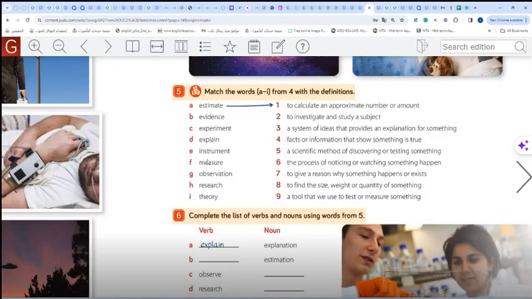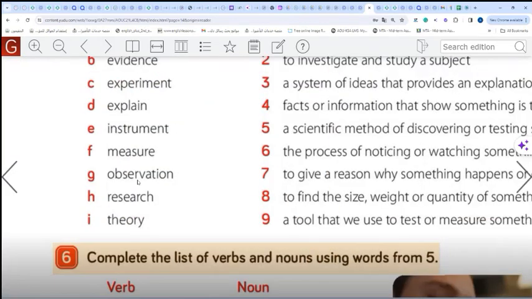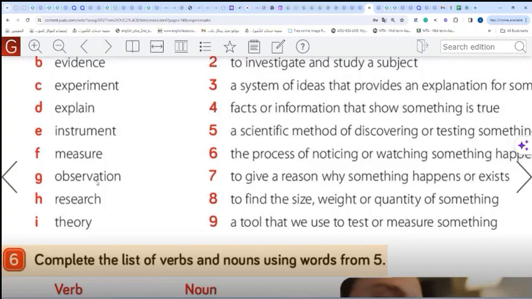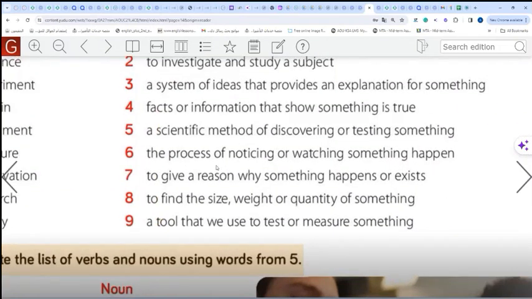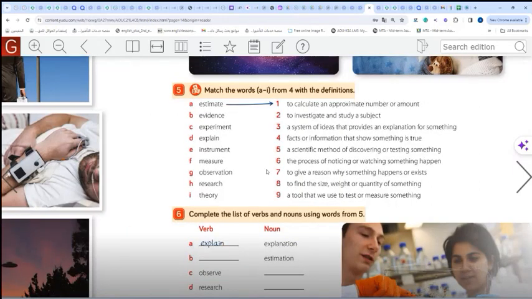What do you mean by observation? Number 6. Observation. Okay. So it's the process of noticing or watching something happen. So observation means noticing or watching something happen.